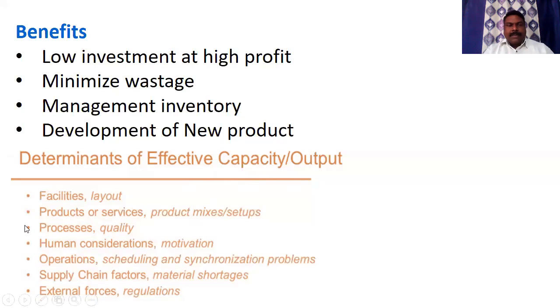Determinants of effective capacity: facilities, layout. In the next class, we are going to see the facilities, what facilities we need, how the layout should be, product or services, and the process qualities, human considerations, we need to motivate the people, and operations scheduling, synchronization of problems, supply chain factors, material shortages, external forces and regulations. These are the determinants of effective output you need. All these things we have to check.